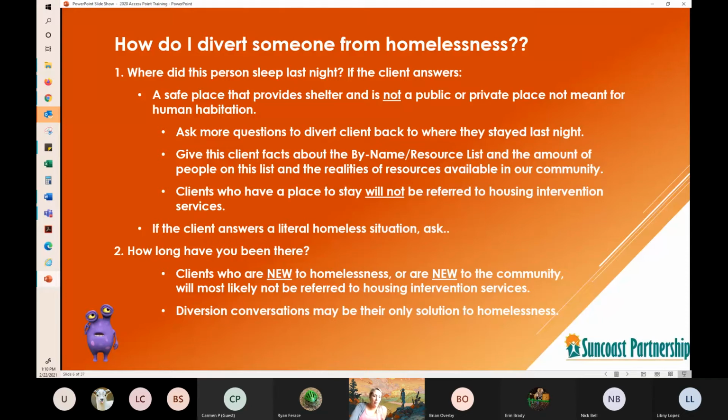Clients that are in a safe place that provides shelter and is not a public or private place not meant for habitation, we want to ask more questions and divert the client back to that location. So if a client was staying at their mom's house last night, but she's kicking me out today, well, what does that look like? Is there a way that we can connect with your mother and talk with your mom so that your family doesn't enter the literal homeless situation?